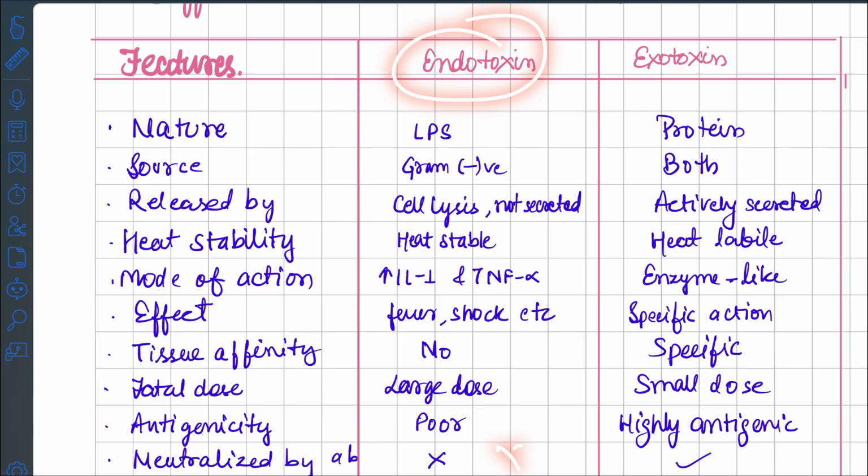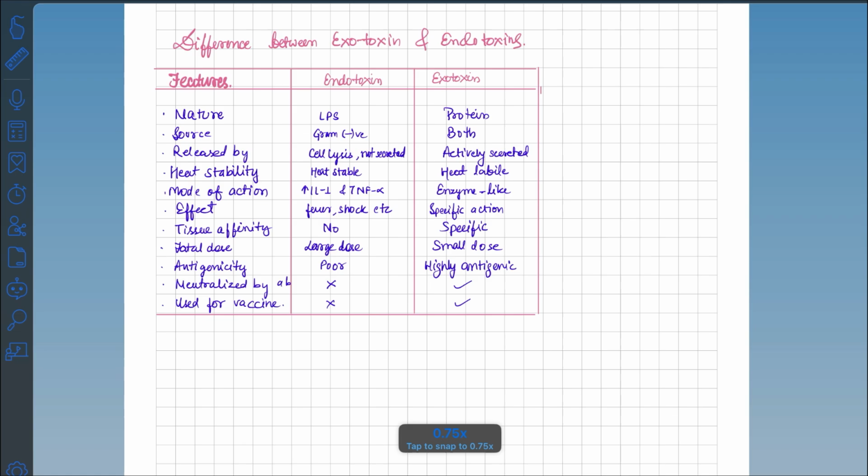Endotoxins are not neutralized by antibody and they cannot be used for vaccine, but these features are present in exotoxin. So that's all about exotoxin and endotoxin.